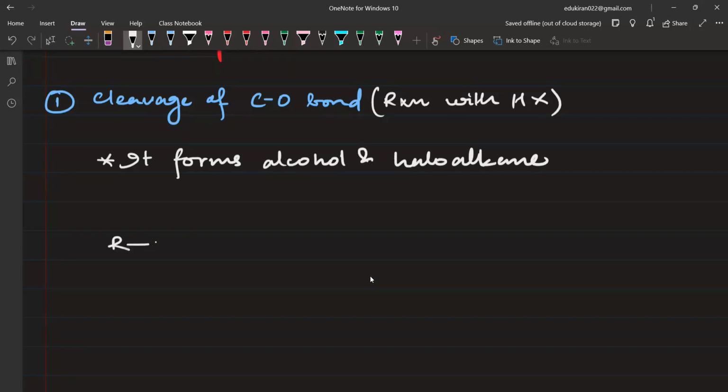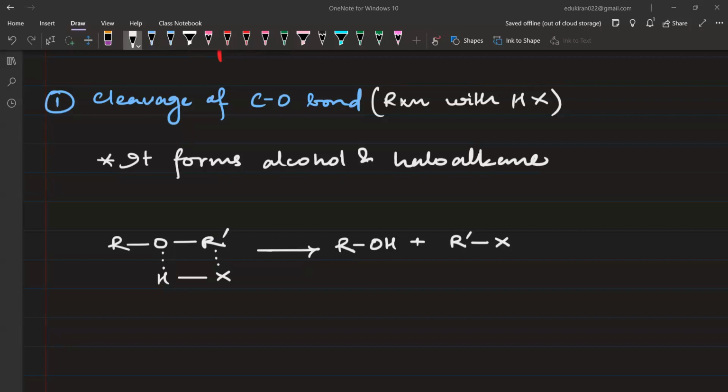We are having R O R dash and then we are adding HX. So oxygen is joining with hydrogen, and this alkyl group is getting the halogen atom, which leads to the formation of ROH plus R dash X. Make sense? Yes or no? Please tell me, guys.